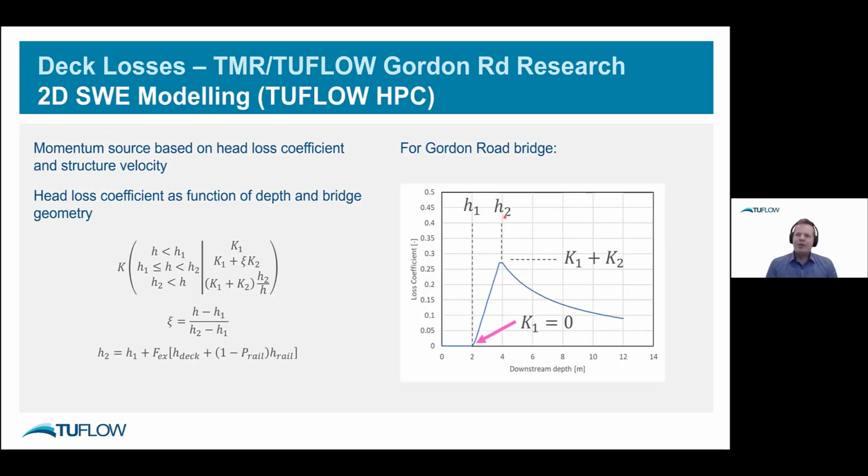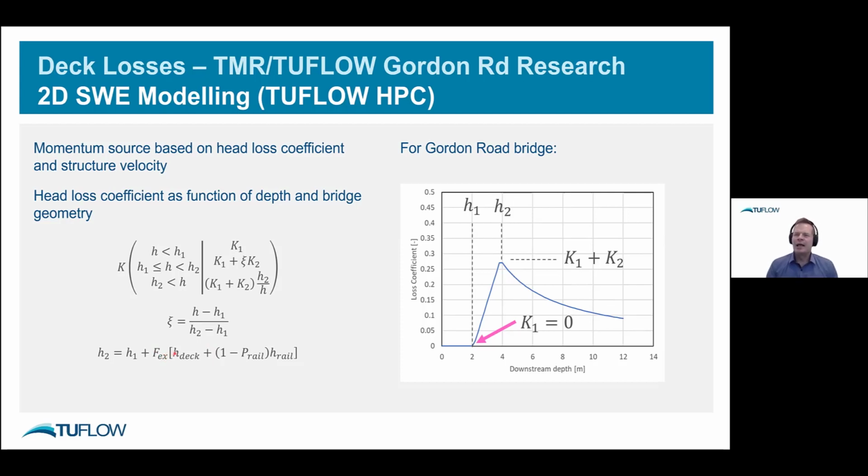So the next step was to actually implement that generic loss curve that I presented before into a 2D solver. And of course, being TUFLOW, we integrated that into the TUFLOW HPC solver. I'm not going to try and explain the details of this equation over here, but in general, the concept is that you have one loss coefficient up to the deck soffit. But for this bridge, because there are no piers, this pier loss coefficient K1 is 0. Then we linearly transition from the pier loss coefficient up to a peak loss coefficient at a water level H2. And that H2 is H1 plus 1.6 times the total solidity of the deck and guardrails put together. So that 1.6 is this F expansion here that goes in here.